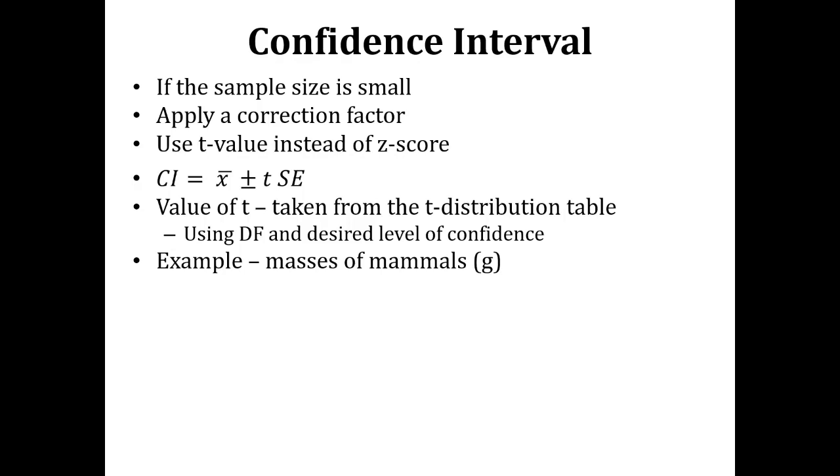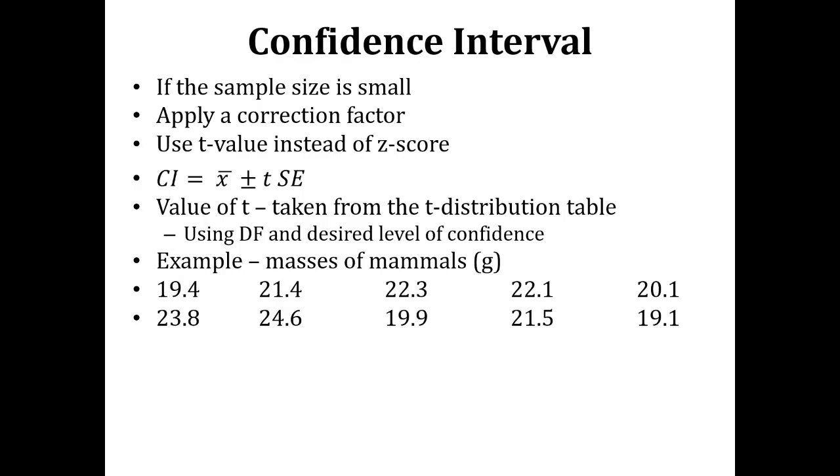So the example is the masses of mammals. So we have 10 observations here, right? And the number of observations is smaller in this case, which is 10. So we have a total of 10 observations, and when we calculate their mean value, it turns out to be 21.42. Now, from this mean value, we want to estimate the population mean of that population, right?